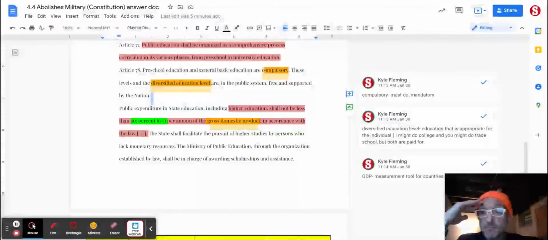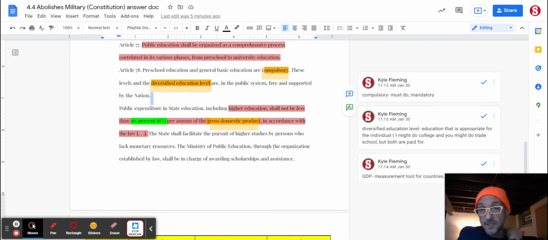Okay. "Public expenditure in state education, including higher education, shall not be less than 6%." Oh my gosh, everybody, we have a figure. We have a green figure. I got so excited I was able to use the green highlighter. All right, so we had 6% per annum of the gross domestic product.